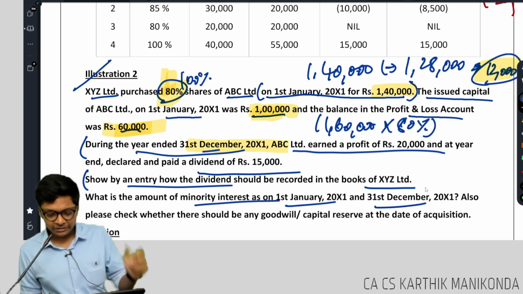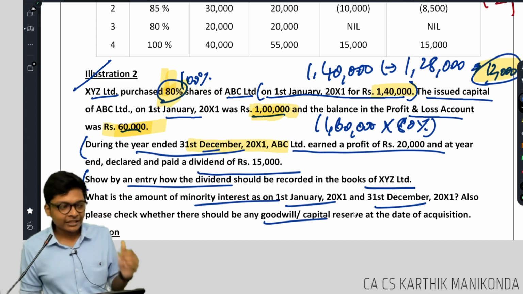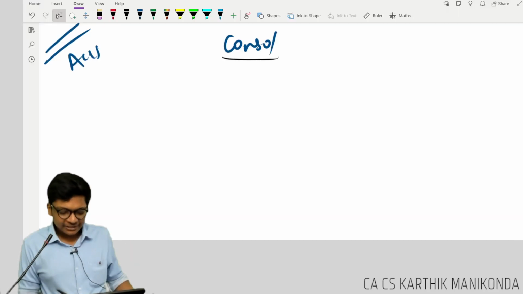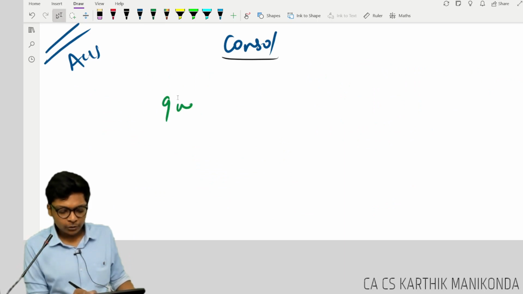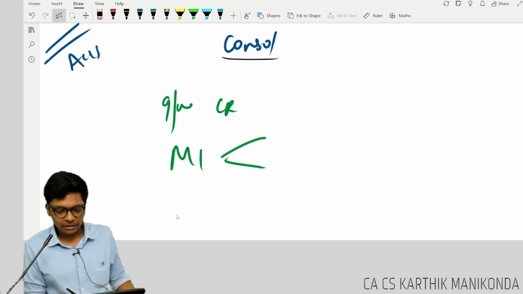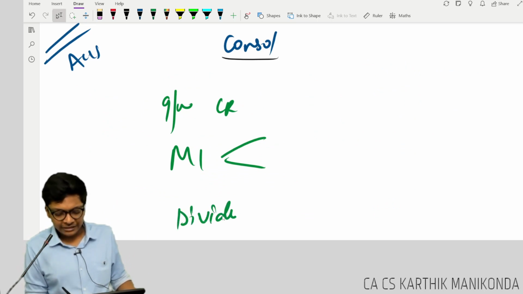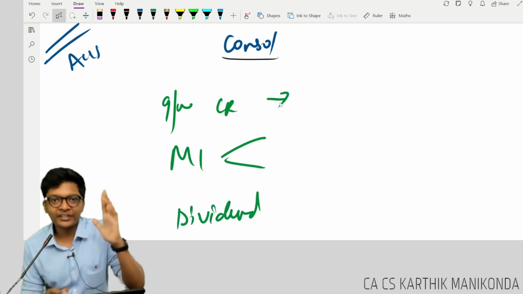They are asking for minority interest on both days, and to check if there is goodwill or capital reserve. Every question they are going to ask the same three things. What is my goodwill or capital reserve? What is my minority interest on two dates? How to account for dividend? That's it. First, we already finished.